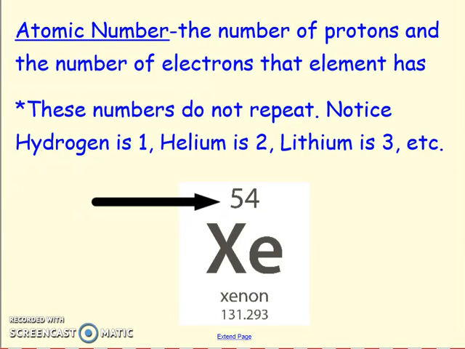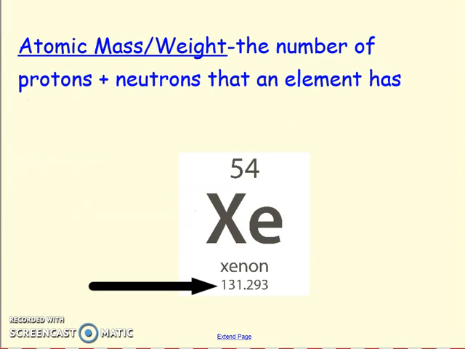So the atomic number is at the top. The atomic mass or weight is the number that's at the bottom of the box. This is the number of protons plus neutrons that an element has. So again, we'll talk more about those later. Just know that that's the number at the bottom. And those also increase as you go up in atomic numbers for each element.